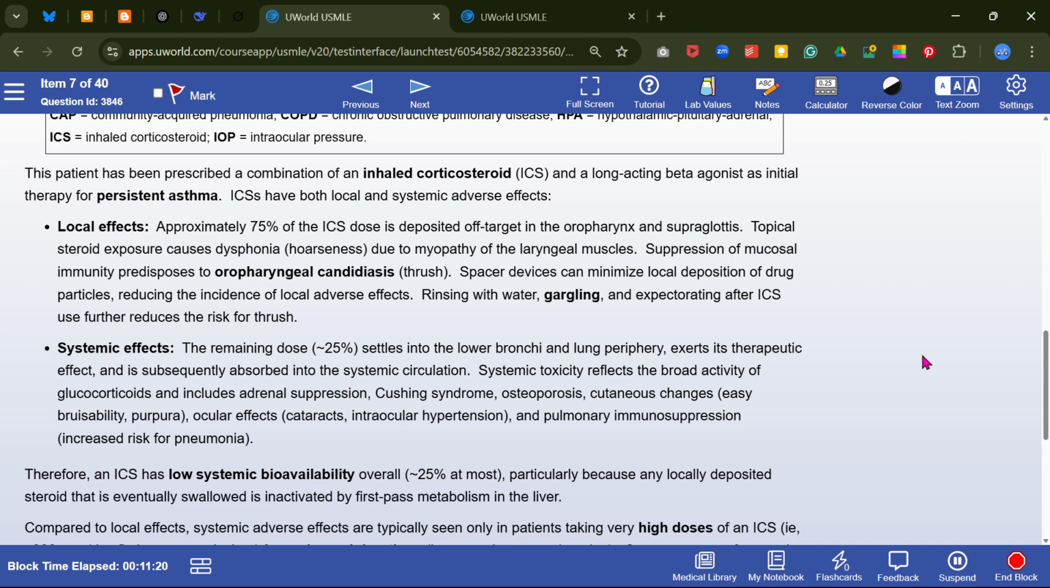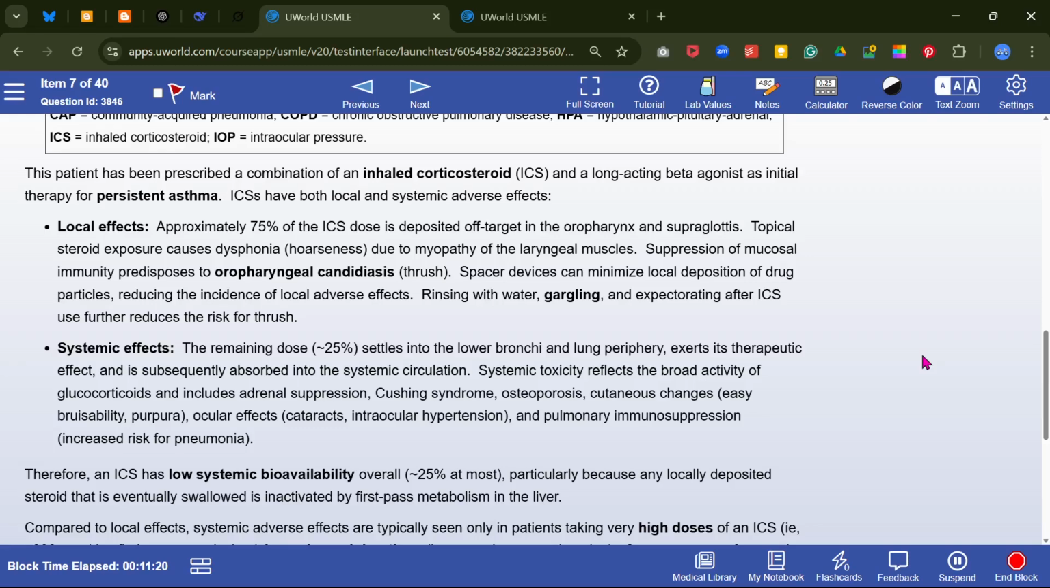The topical steroid exposure causes dysphonia due to myopathy of the laryngeal muscle, and suppression of mucosal immunity predisposes to oropharyngeal candidiasis. Spacer devices can minimize the local deposition of the drug particles, reducing the incidence of local adverse effects. Rinsing with water, gargling, and expectorating after inhaled corticosteroid use further reduces the risk of oral thrush.